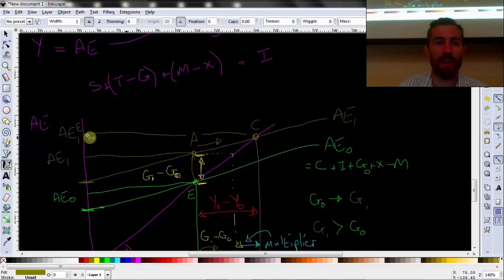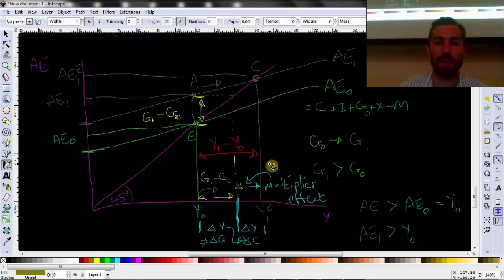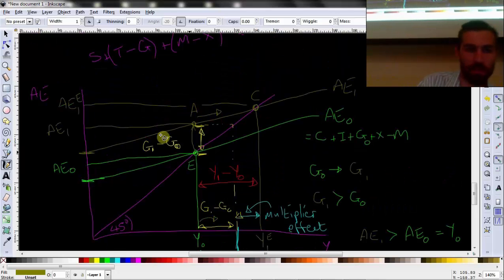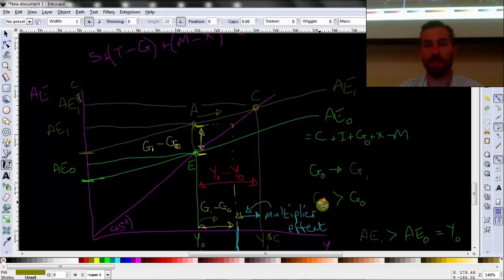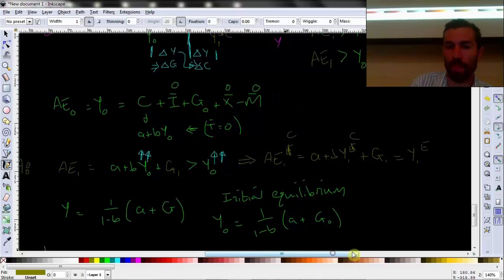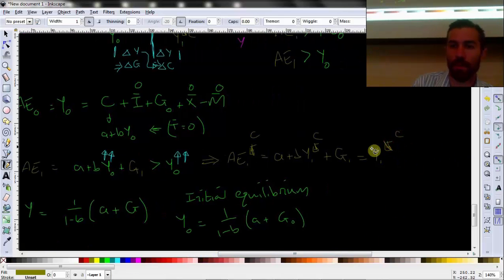At point C, we have aggregate expenditure level AE1E and Y1E. Maybe I should refer to those as C. I will neaten that up a little bit just now. Let's just call those C because it makes more sense. We're at point C, which means at point C we have, once again, equilibrium between aggregate expenditure and output, given by consumption at that new level of output and our new level of government spending.